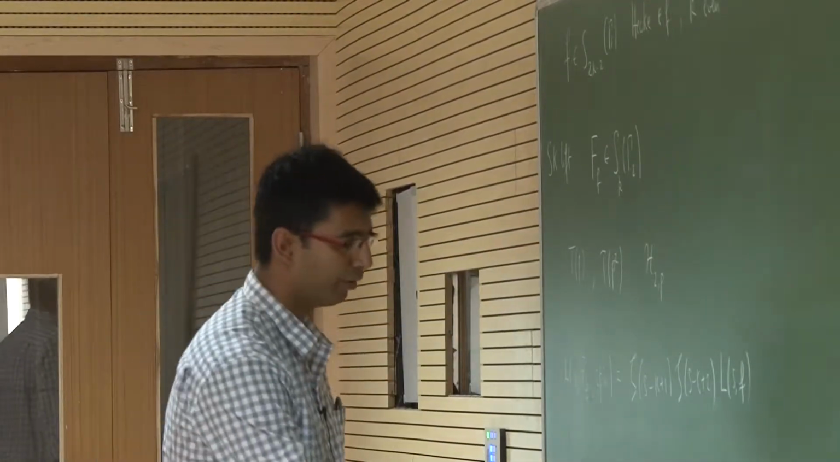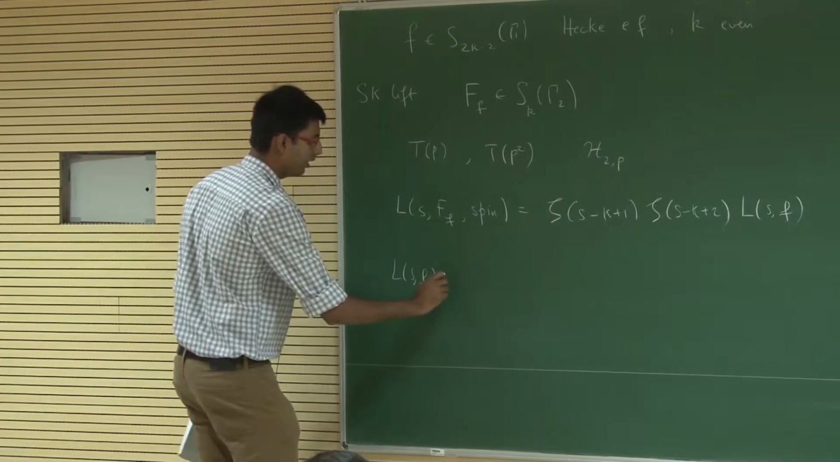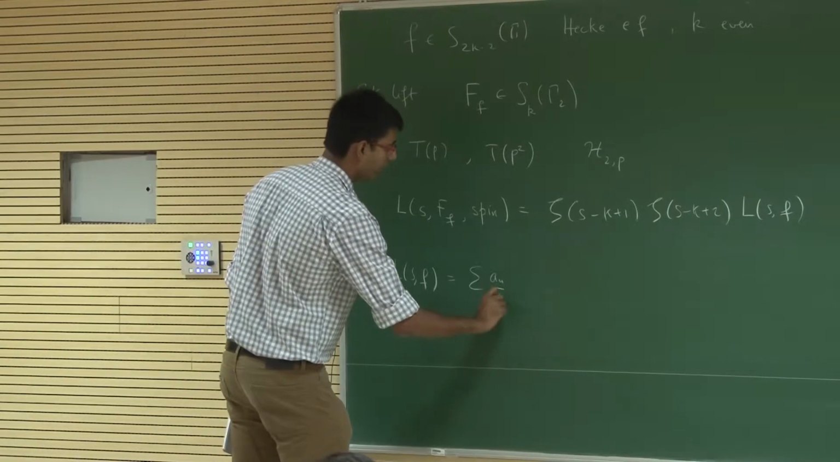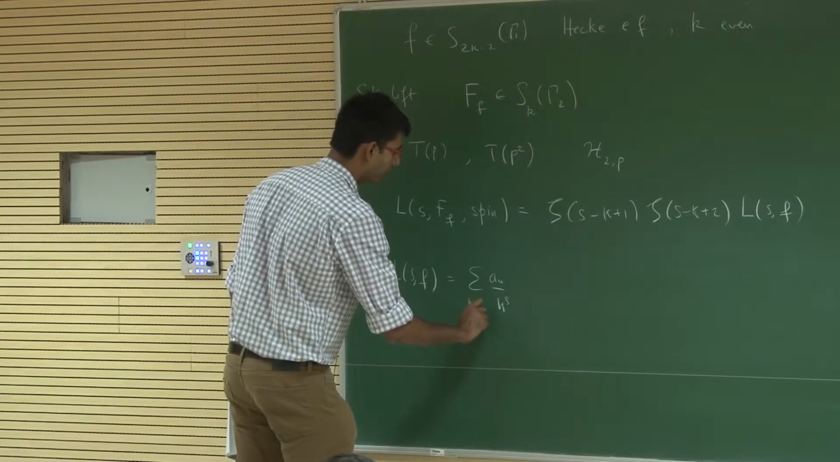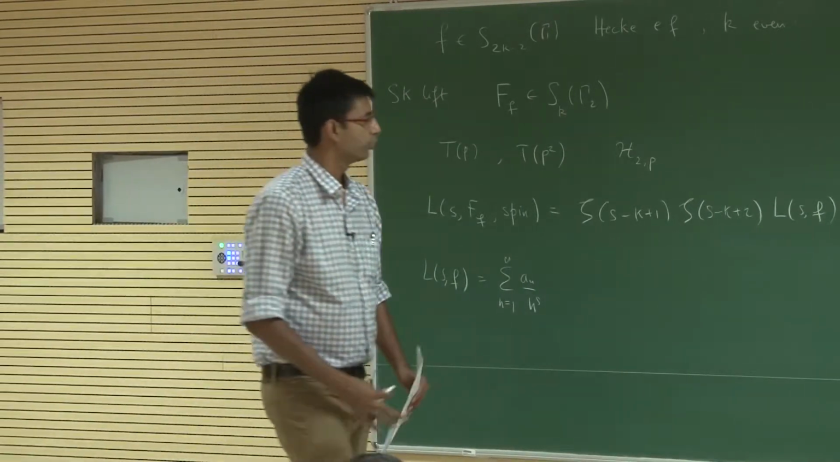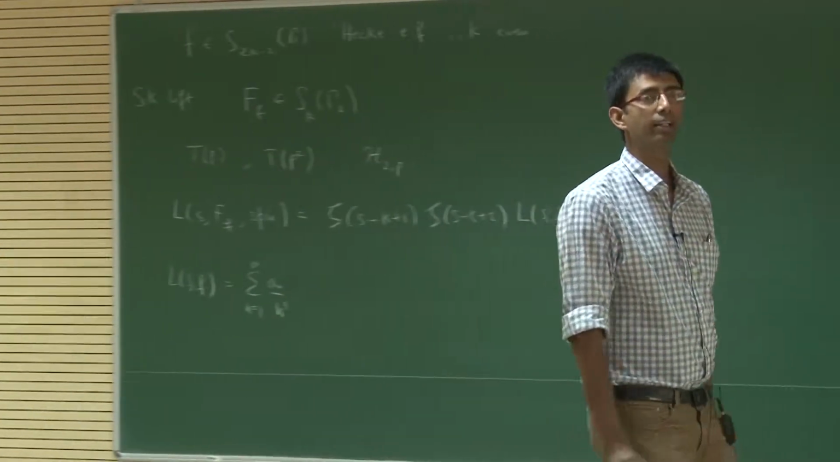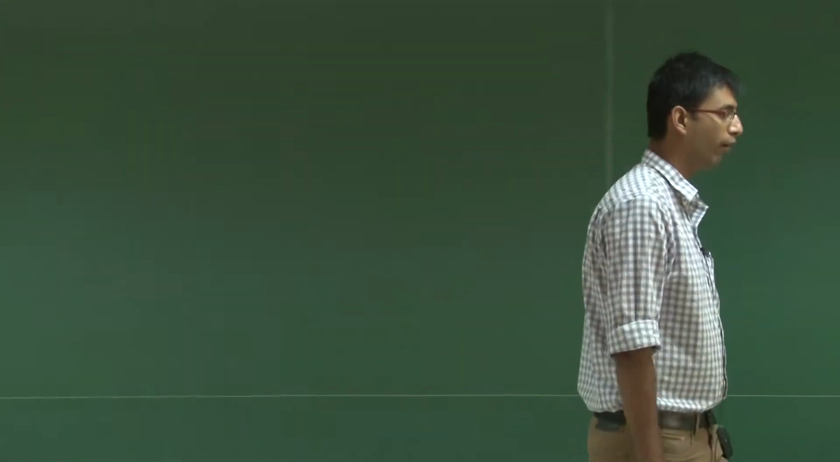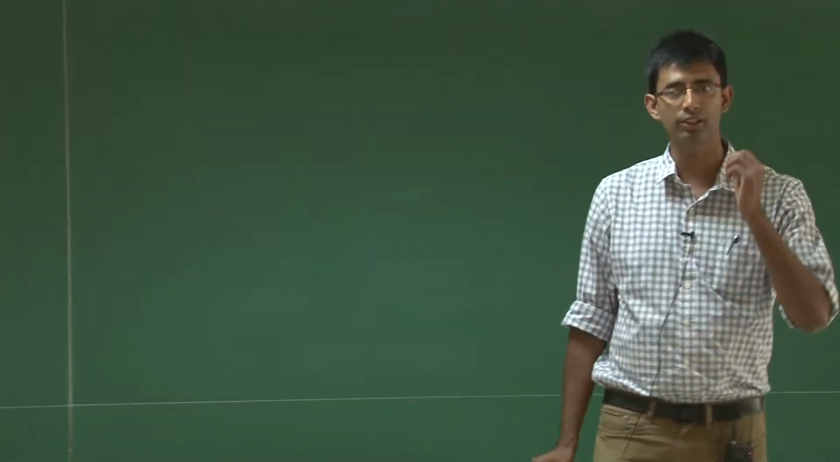where this L(s, f) is the summation of a_n over n to the s, n equals 1 to infinity, and the a_n's are the Fourier coefficients of f. So the L function factors into a product of L functions of smaller degree. So the zeta function is degree 1.